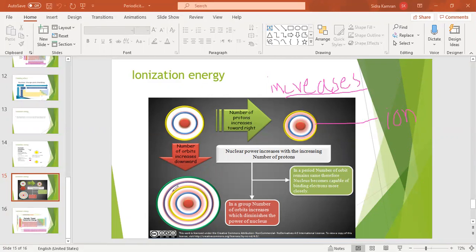In a group, the number of shells is increasing. So the electrons present in the outermost shell have less attraction towards the nucleus. That's why down the group you can easily remove this electron, because it feels very little nuclear charge. This electron has very little electrostatic force of attraction with the nucleus, so you need less amount of energy. So you need less ionization energy to remove the electron from the outermost shell downward the group.